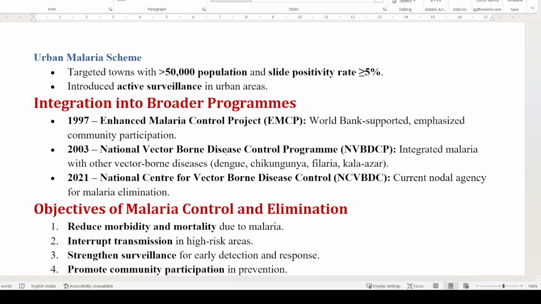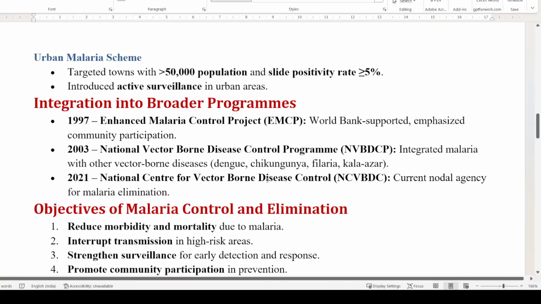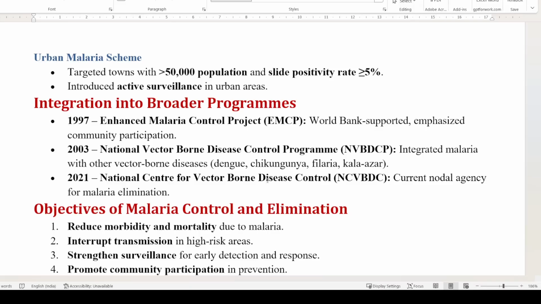Okay, so the National Vector Borne Disease Control Program in 2003 integrated malaria also with other vector borne diseases. The National Center for Vector-Borne Disease Control in 2021 became the nodal agency for malarial elimination, and it is the current nodal agency also. So this is the whole control program, or you can say the eradication program, which came up step by step from 1953 to 2021 till now, and this is the timeline also.